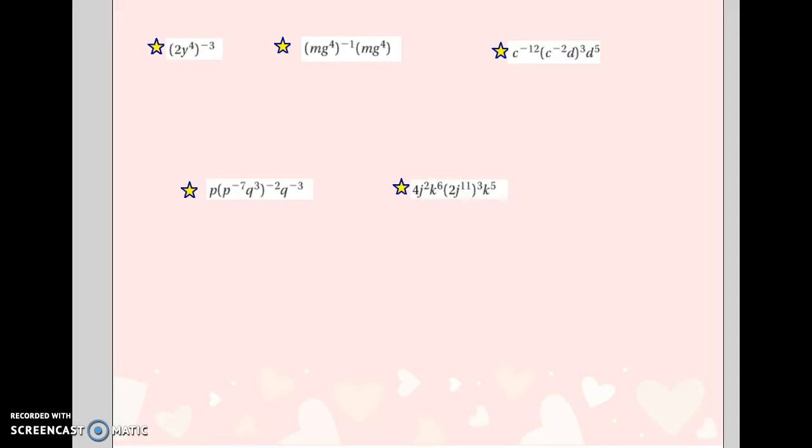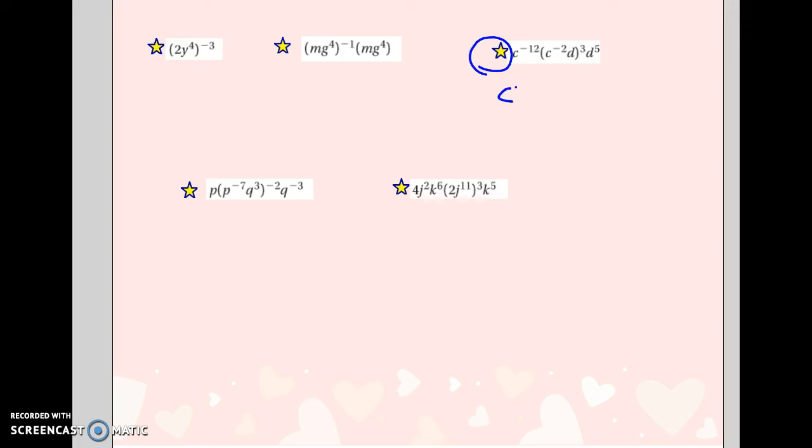Take a look at this example. This has a little bit of everything. So you have a power to a power, you have multiplying with powers, and you have distributing or applying the power on the outside to everything on the inside. So let's take a look at this one, which has a pretty good mix.